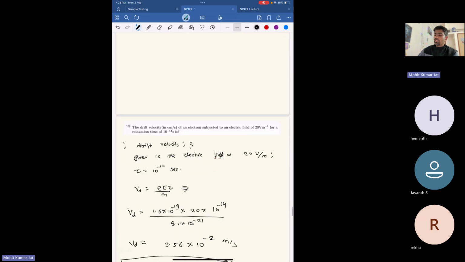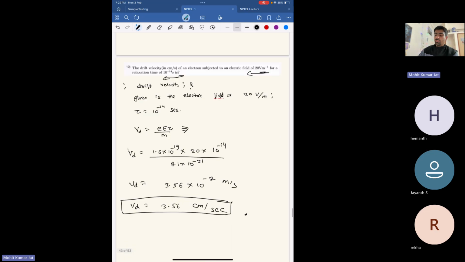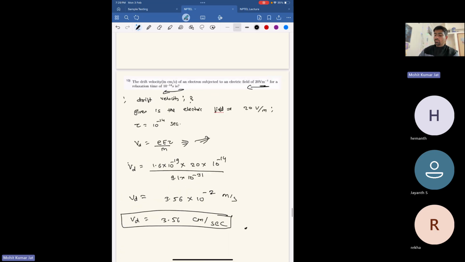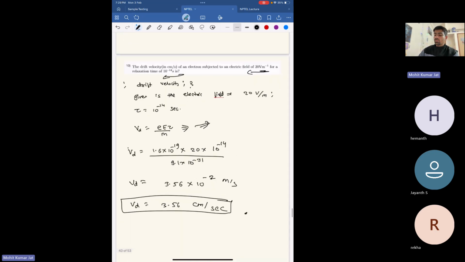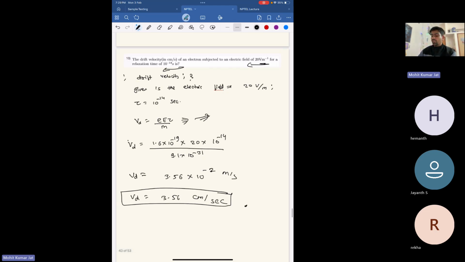And then the drift velocity is given. The electron is subjected to an electric field, and the relaxation time is given. They ask what the drift velocity is. Drift velocity we know from the Drude model, E tau by m. Electric field is already given, tau is given. Electronic charge and effective mass we take to be of the electron, and we expect Vd to be 3.56 into 10 to the power, centimeter per second.